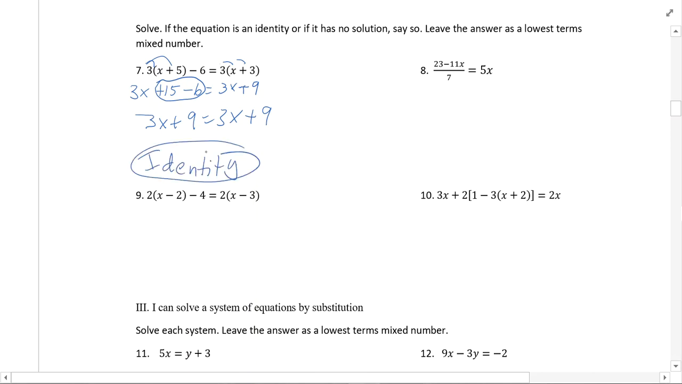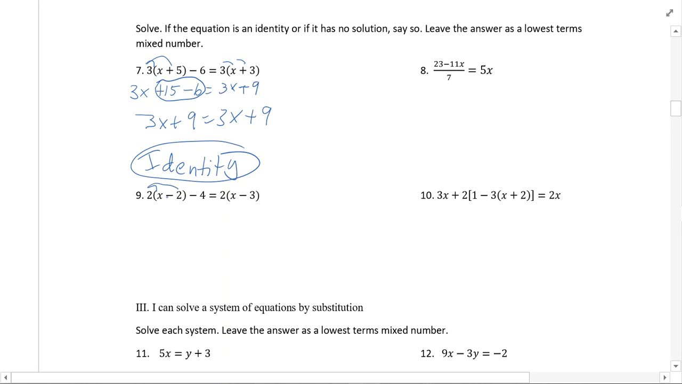All right, so identity: the same on both sides. Okay, let's try number 9 together, and then you can pause the video and do 8 and 10. So let's take a look at number 9. Again, I'm going to start the same way.